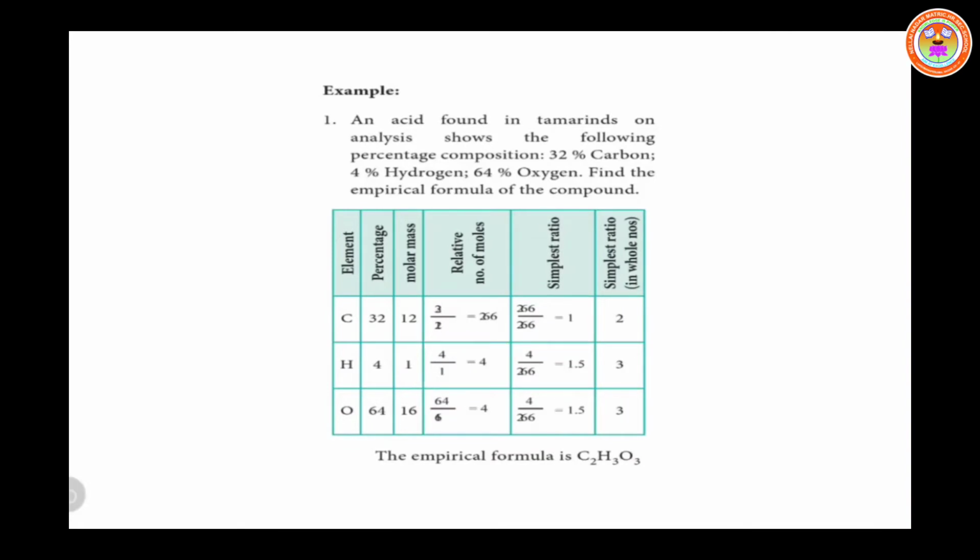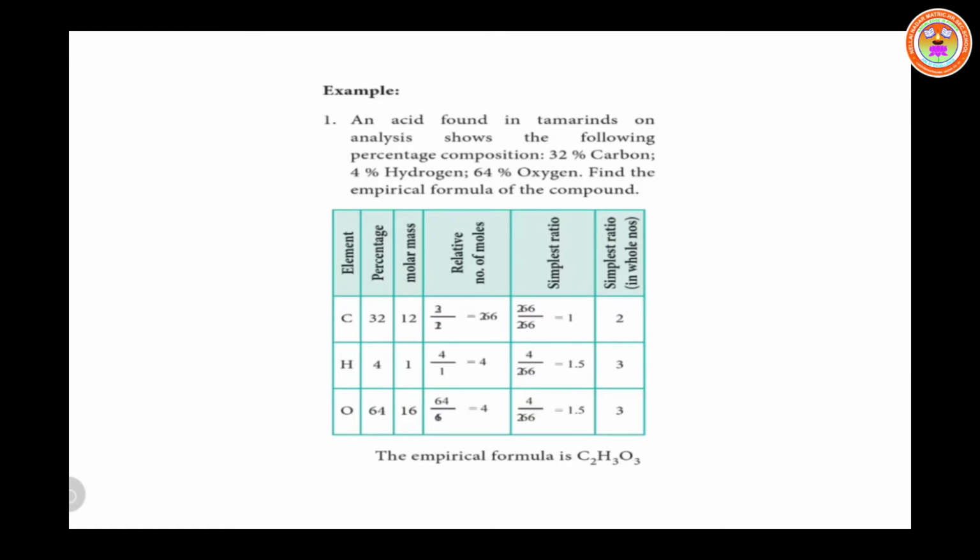The next element is oxygen. The percentage of oxygen given in the sum is 64, and its atomic mass is 16. Then the relative number of moles is 64 divided by 16, which is equal to 4. Therefore, the relative number of moles of carbon, hydrogen and oxygen are 2.66, 4 and 4.